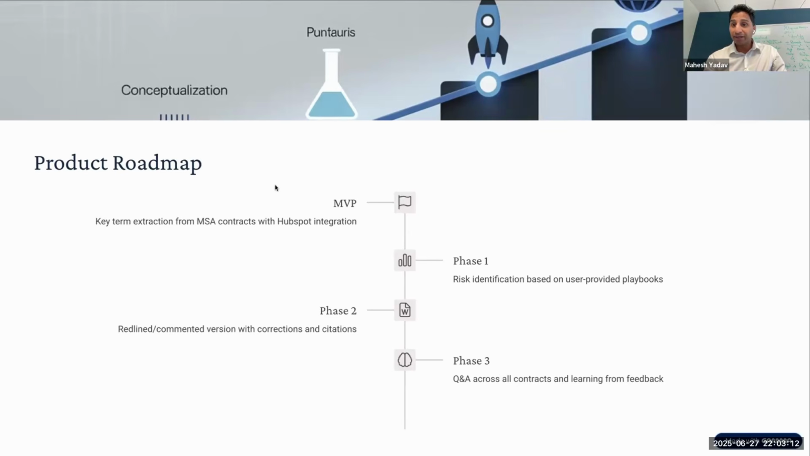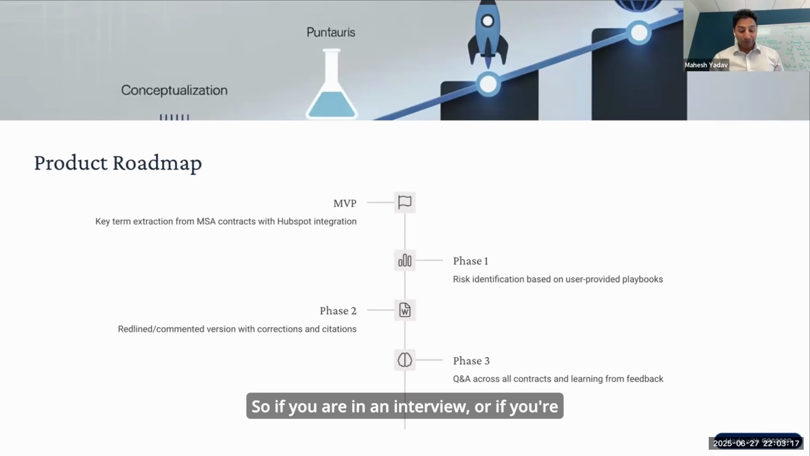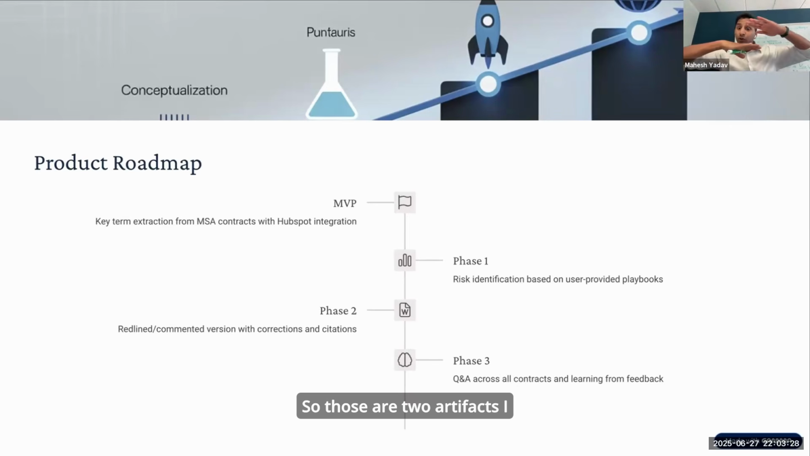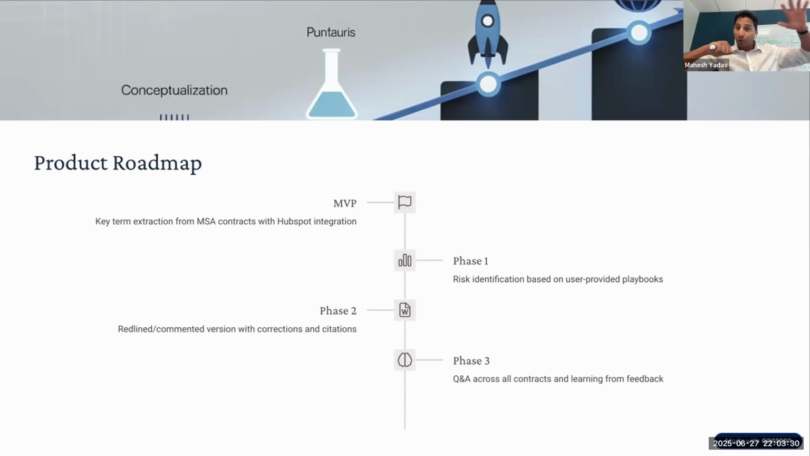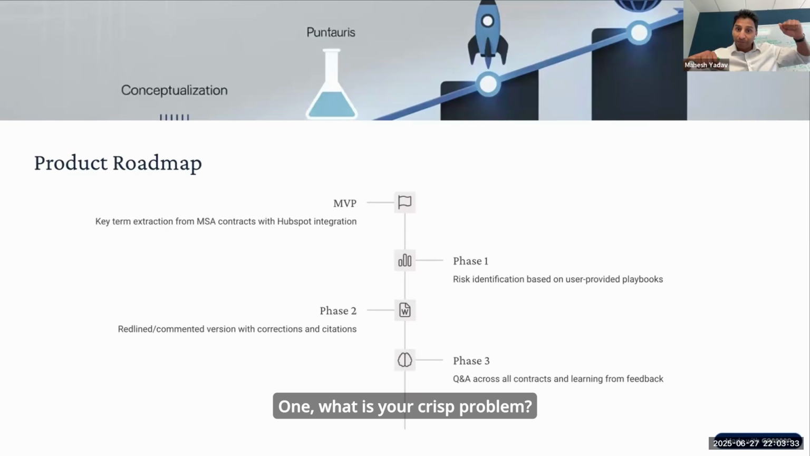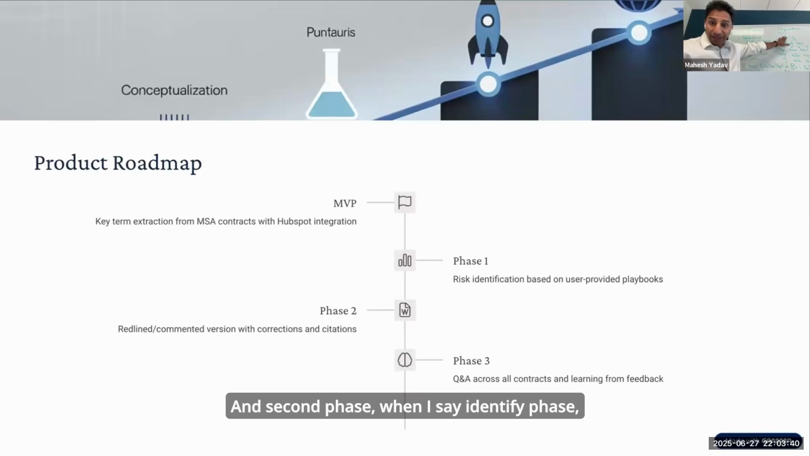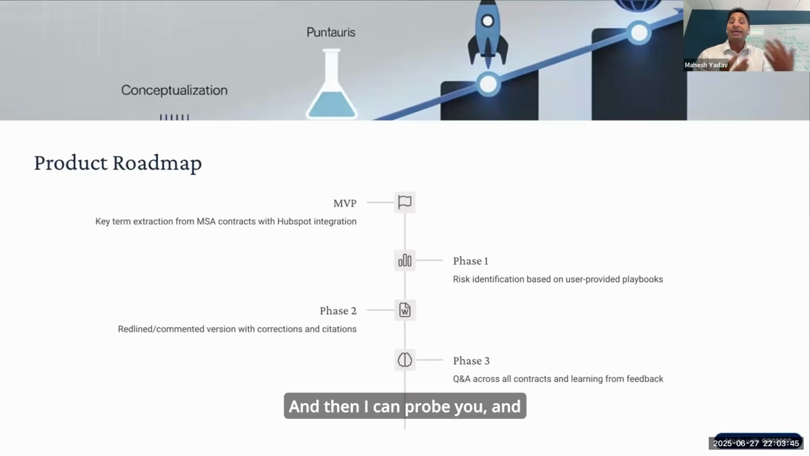So this is a good roadmap that your engineering managers are expecting from you. If you are in an interview or if you're talking to your engineering counterparts or you're building products, I would love for you to first identify a broader problem and then give a roadmap like this. Those are two artifacts I expect from product managers. One, what is your crisp problem? And have you thought about all the limitations in the problem? And second, in the identify phase, I'm looking for, have you identified what you're going to deliver first? And then I can probe you and you can defend your answers.